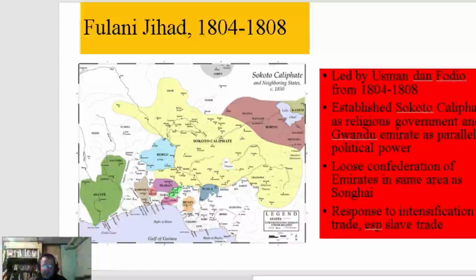And I point to this history as another example of revolutionary activities in response to the emergence of the modern world. Usman Dan Fodio was literate in many languages, was very, very aware of the French Revolution.